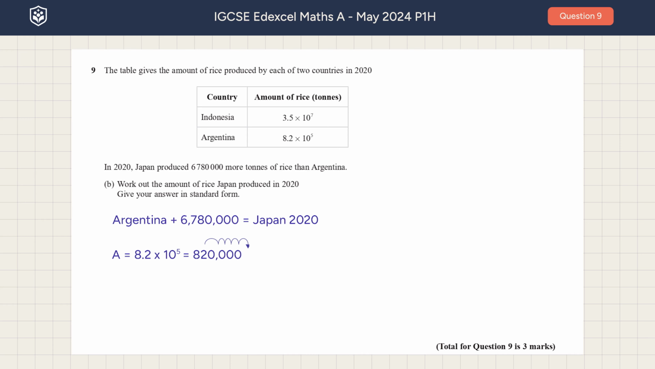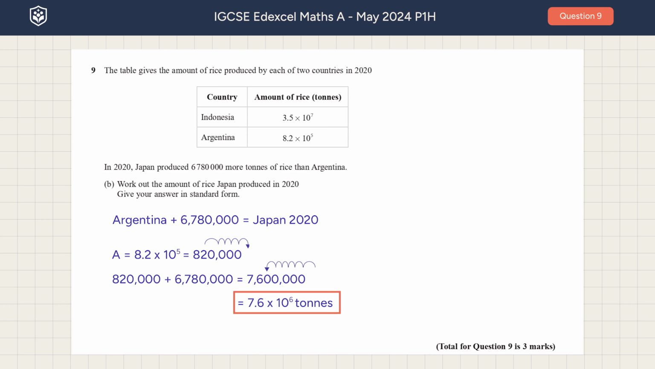Japan produced 6,780,000 tons more. So we add that to Argentina's amount. 820,000 plus 6,780,000 equals 7,600,000 tons. The question asks for the answer in standard form. So let's count how many decimal places it is moved, which is 6. So the answer would be 7.6 times 10 to the power of 6 tons.